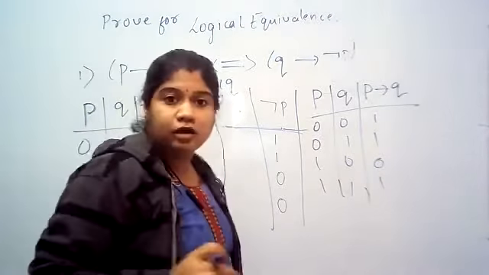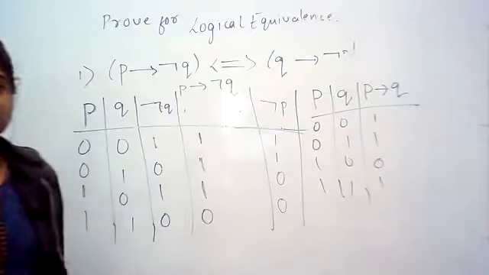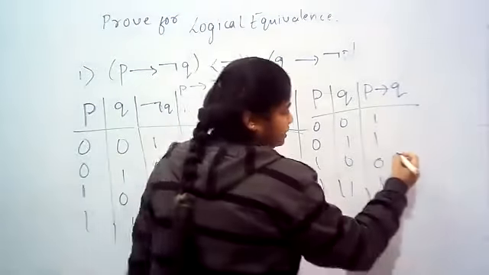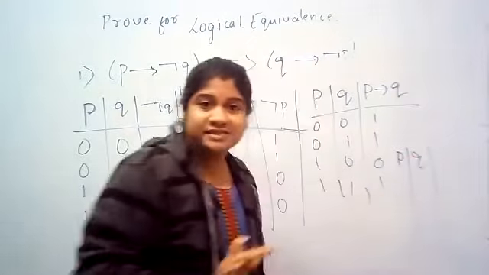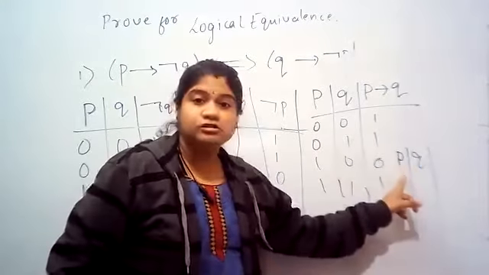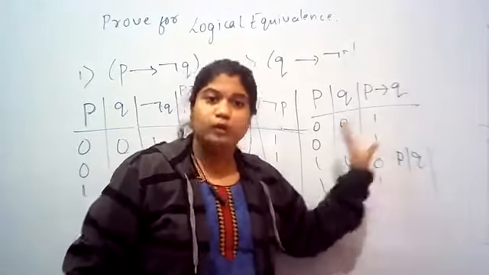Next, I will solve Q condition P. I'll solve what? Q condition P. If you notice here, P here and Q here. Don't interchange the places of the truth table. P will be P, Q will be Q.